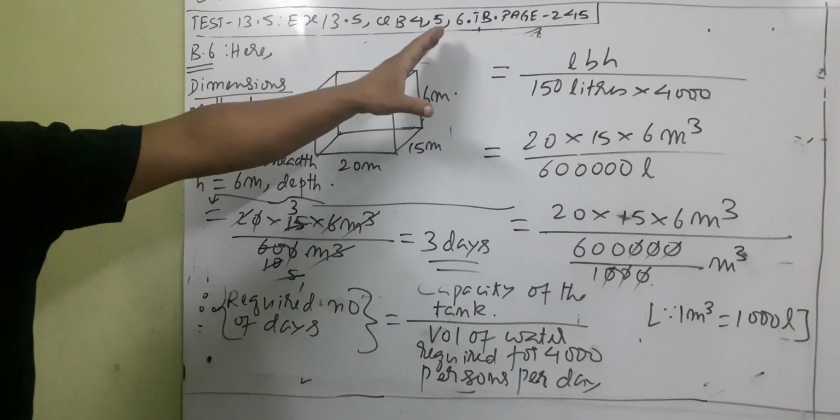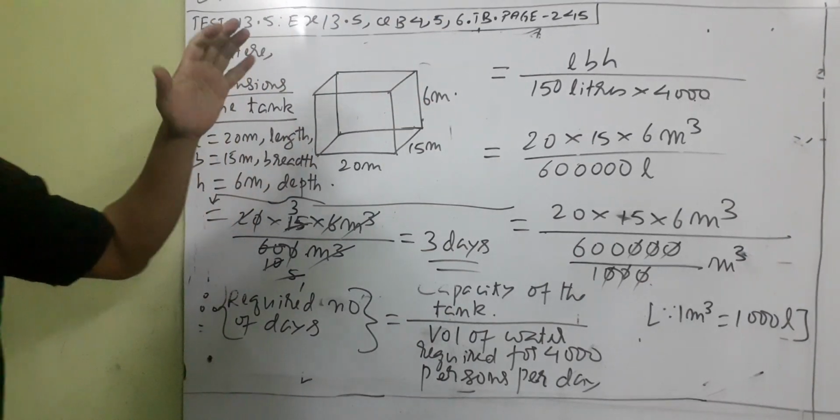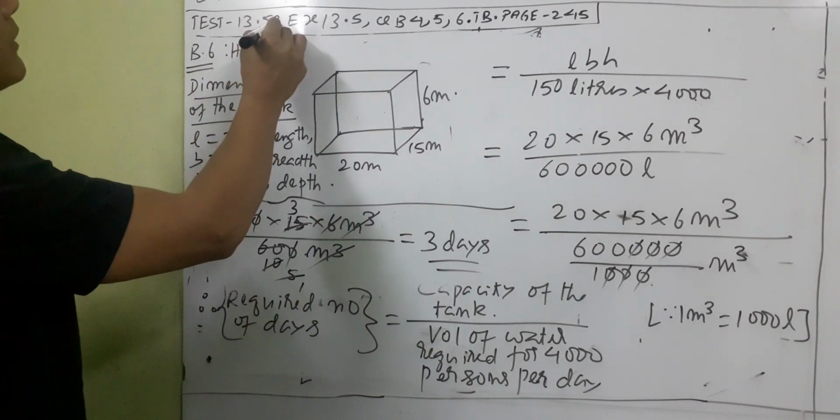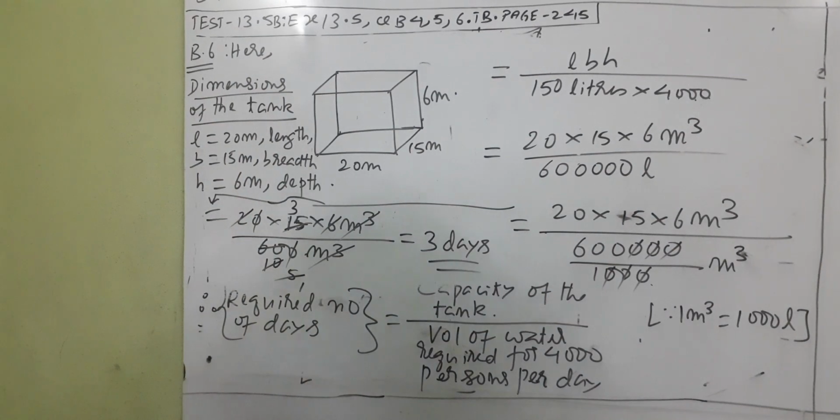You can go and give the test next, okay? Test 13.5. Sorry, 13.5. This should be B. Please correct it, B. A has been done. 13.5B. Okay, give the test.